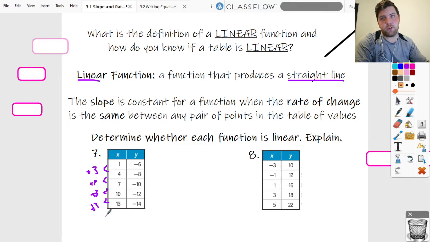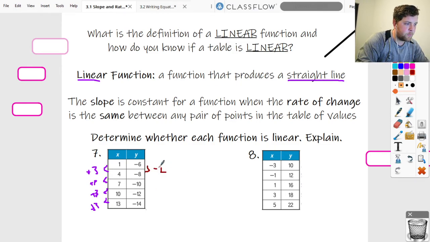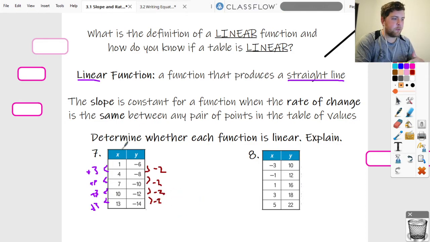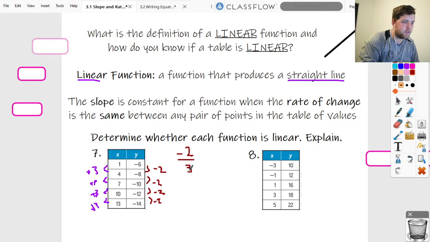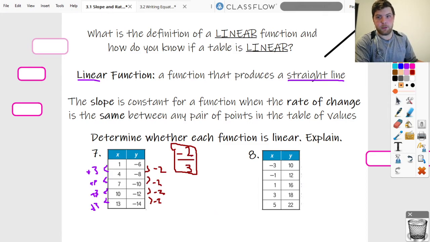Okay, so far so good on my x values. I want to do the same thing for my y values, right? Minus 2, minus 2, minus 2, and also minus 2. So that one's going down 2. My slope for this table, like we talked about earlier, would be negative 2, your change in y over your change in x. So my slope there would be negative 2 over 3. That would be linear, right? Because the rate of change is constant and the ratio is the same between each of them.